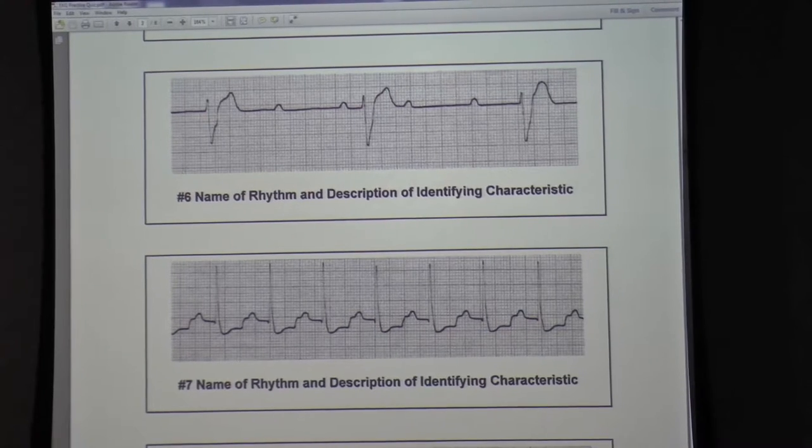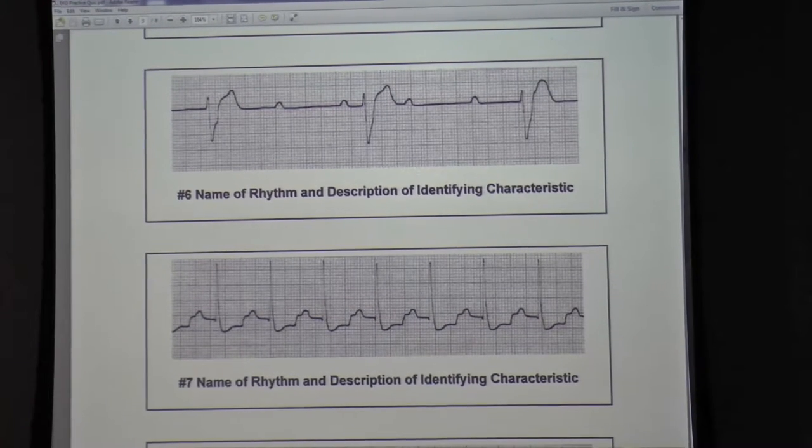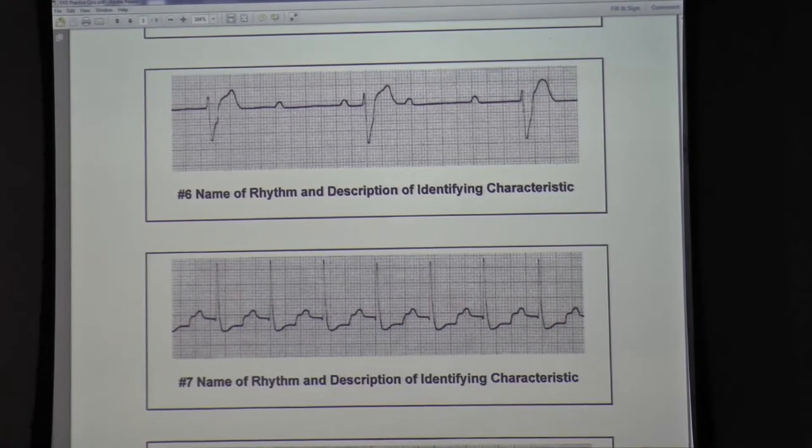There it is, okay. So besides it being slow, we notice a couple things. The complexes are pretty wide, okay? The other thing I would say is that you don't see P waves every place they should be, but you see lots of P waves all over the place. And in some places you have more P waves than you have QRSs, so you obviously have some non-conducting P waves. So it could be a lot of different things. Most of the times it points to an AV block, or some type of AV block.